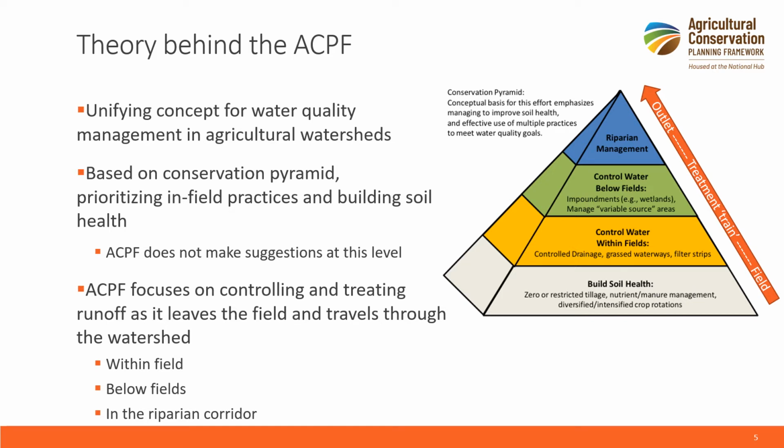Utilizing areas on the edge of the field or in the riparian corridor may offer agricultural producers new opportunities to help meet water quality goals while avoiding removing land from production or altering their current farm management strategy.